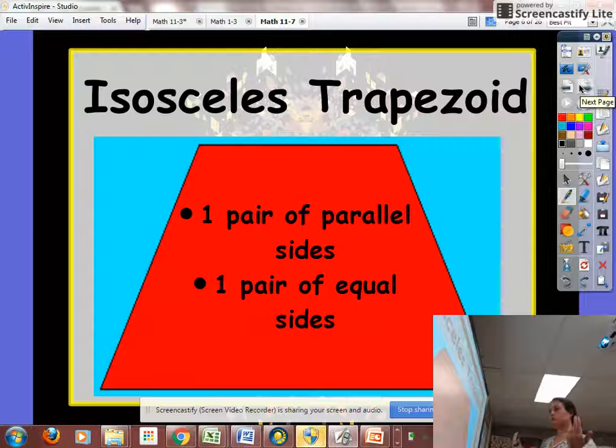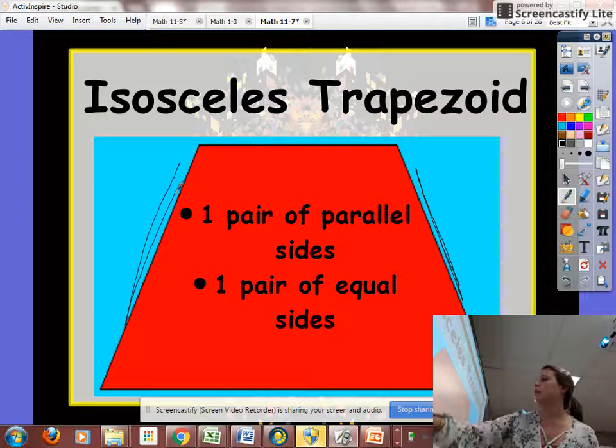Okay, so now we're breaking. This is an isosceles trapezoid. It has one pair of parallel sides and one pair of equal sides. If you notice, the opposite sides that are not parallel are the ones that are equal. Right here, this is equal to this side.